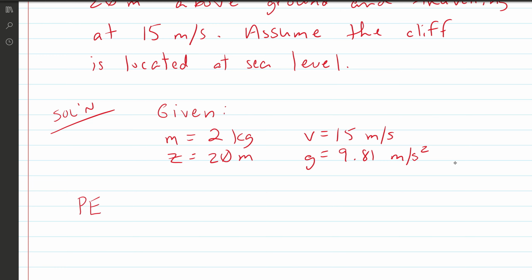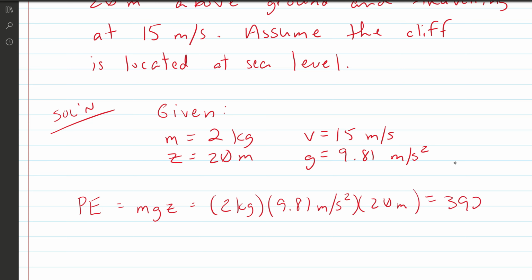Well, potential energy equals mgz. So we have 2 kilograms times 9.81 meters per second squared times 20 meters. Just crunch those a bit in your calculator and we get 392, the units are joules.